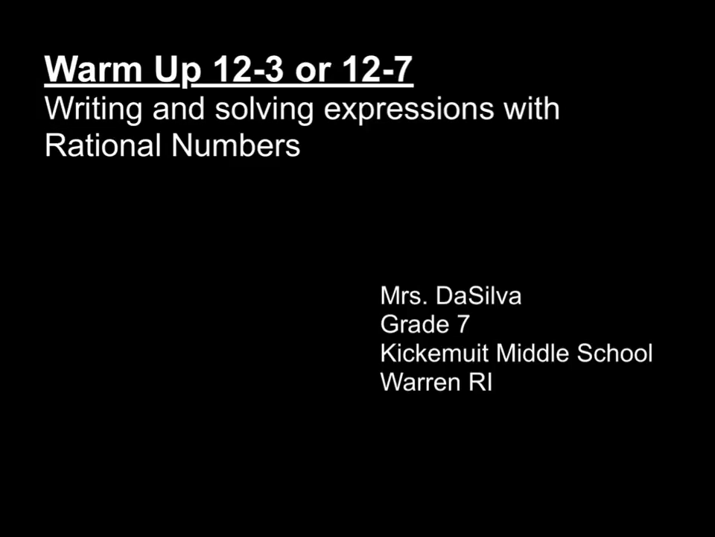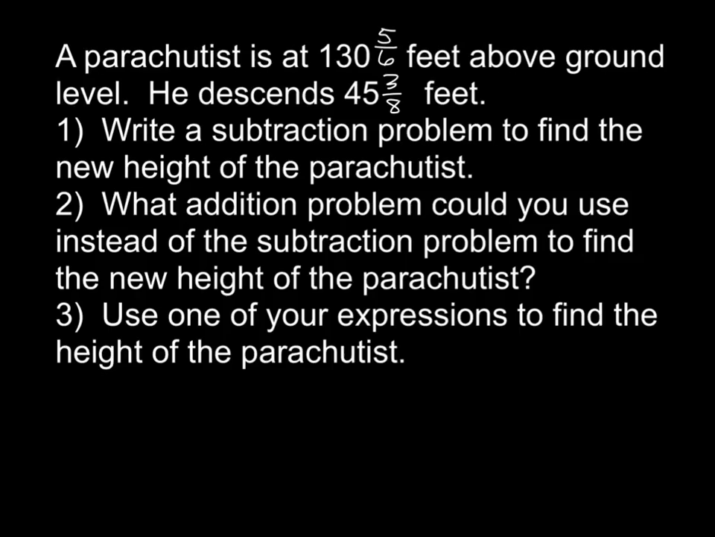So today's warm-up involves writing and solving an expression and then applying what we know about rational numbers. We're looking at a parachutist that is at 130 and 5/6 feet above the ground, above sea level. And he's going to descend. We have to know that descend means to go down or decrease 45 and 3/8 feet.